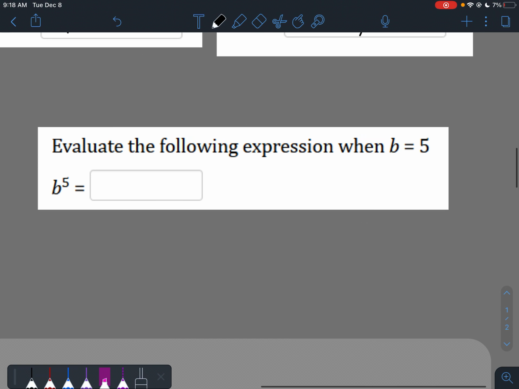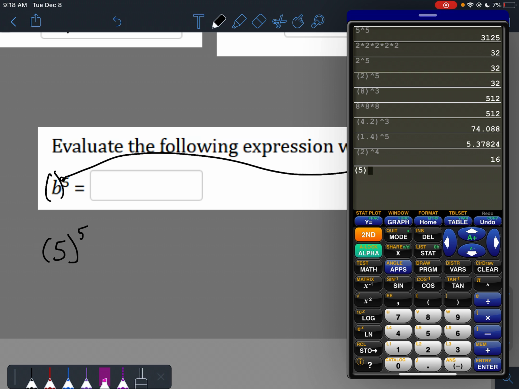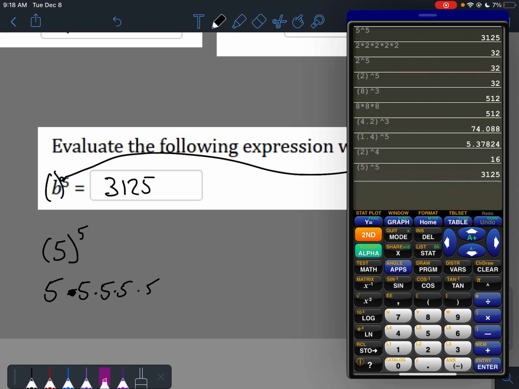And then last one. Evaluate the following expressions when b equals 5. Once again, we're going to take that and plug it in. So it's going to be 5 to the fifth. Parentheses are important. 5 to the fifth, and you get 31.25. You could also write it out and say 5 times 5 times 5 times 5 times 5, and you're going to find out that that lands you on the same thing.